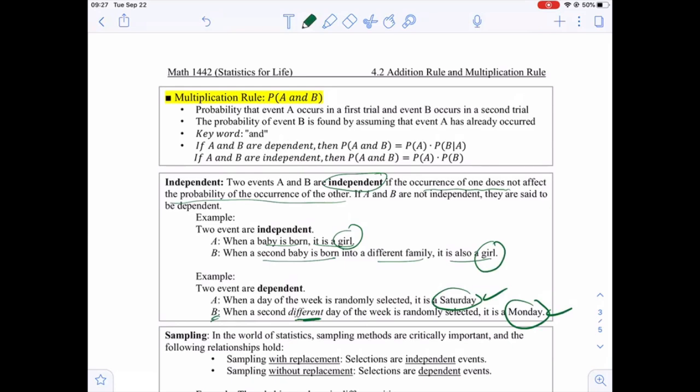So the choice of B is affected by the choice of A. We need to avoid Saturday, so that means the two events are dependent. If we know that the two events are independent, then probability of A and B, if we have the keyword "and" here, then we just use multiplication. We multiply the two probabilities. If they are dependent, then we need to use what is called conditional probability. We will talk about it later.